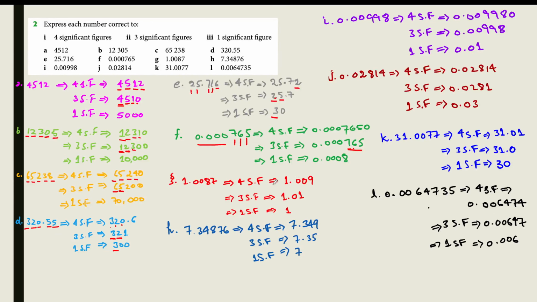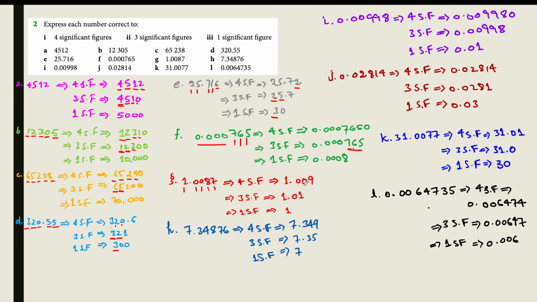Then we come to the next number, that is 1.0087. So this is the first significant figure, second, third, fourth, and fifth. We keep the first 4, we check the fifth significant figure, it is 7, greater than 5, therefore the fourth significant figure will be rounded up by one number, and therefore it will become 1.009. If we express this number as 3 significant figures, it will become 1.01. In here, this is the first significant figure, this is second, and this is third.